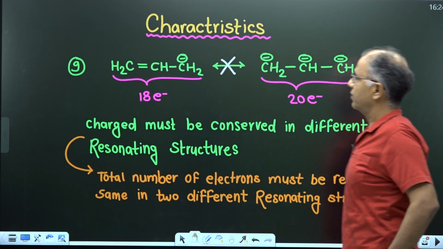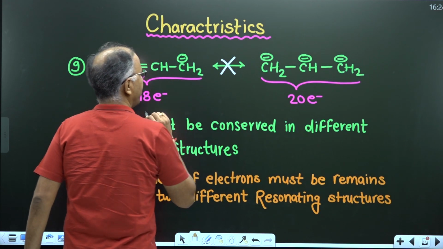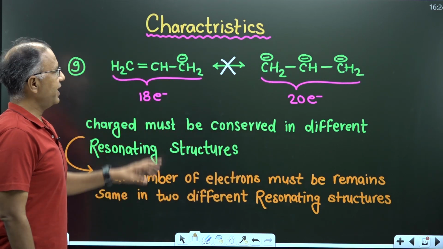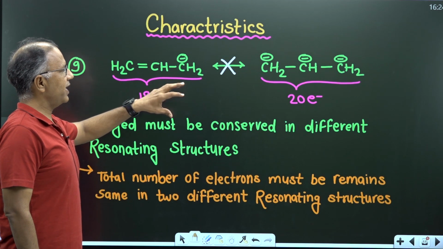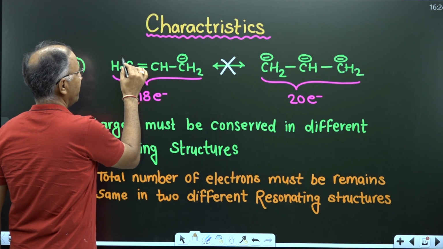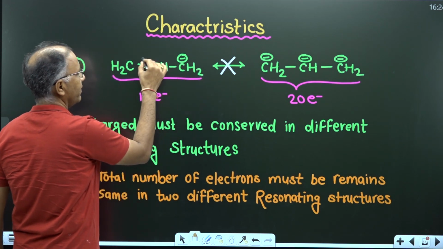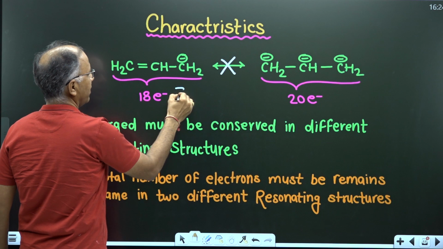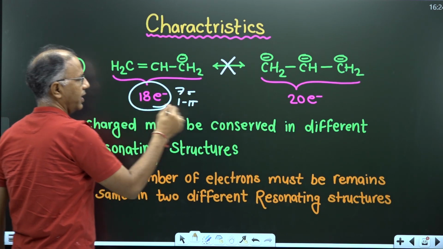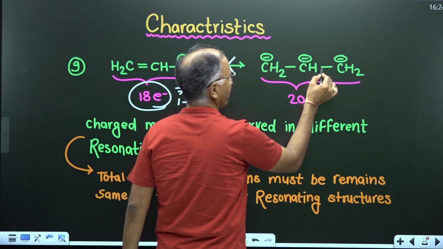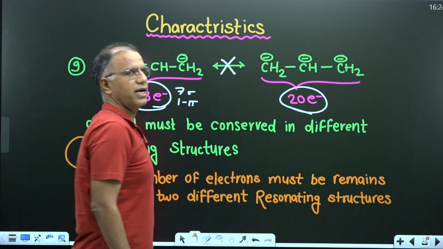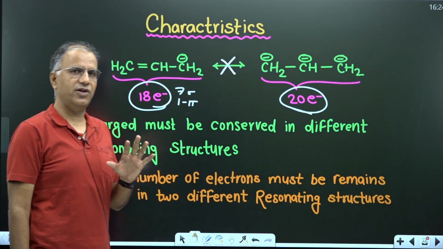Now next point. This is a carbanion with negative charge, and this is a carbanion. They are not resonating structures. We can explain in two different ways why they are not resonating structures. First of all, if you calculate sigma and pi bonds, there are 1, 2, 3, 4, 5, 6, 7 sigma bonds, 1 pi bond and 1 lone pair. This means 18 electrons, and in the other there are 7 sigma bonds, 7 into 2 and 6, 20 electrons. Sigma plus lone pair gives 20 electrons, but the number of electrons must be constant in different resonating structures.